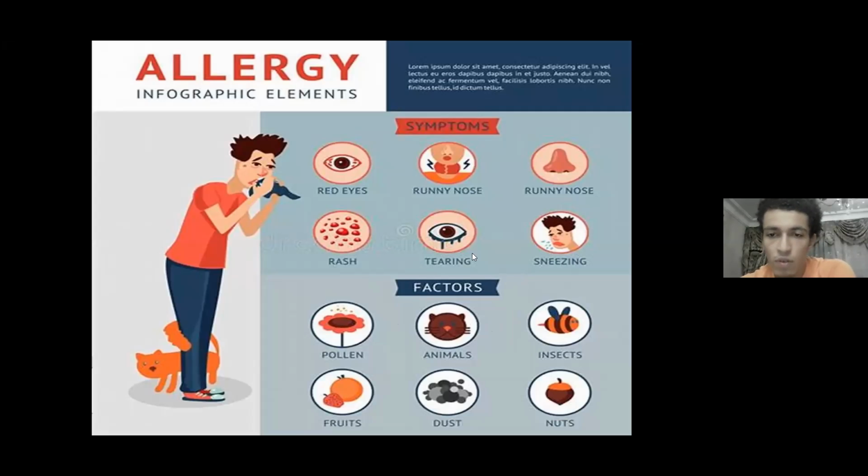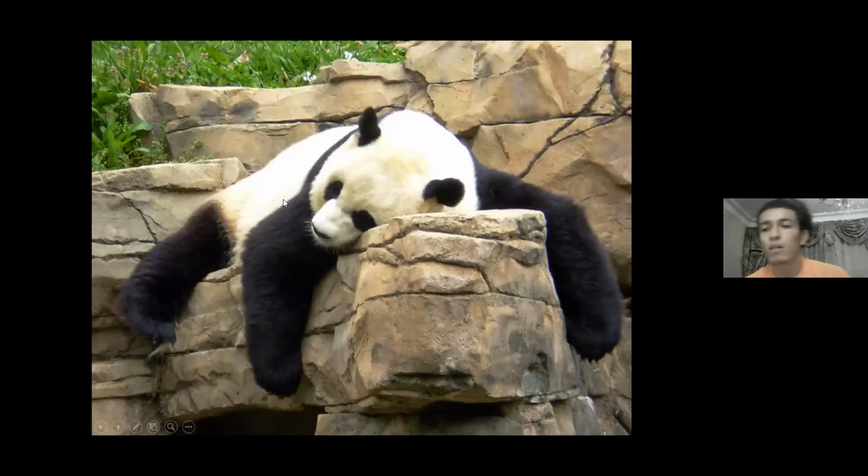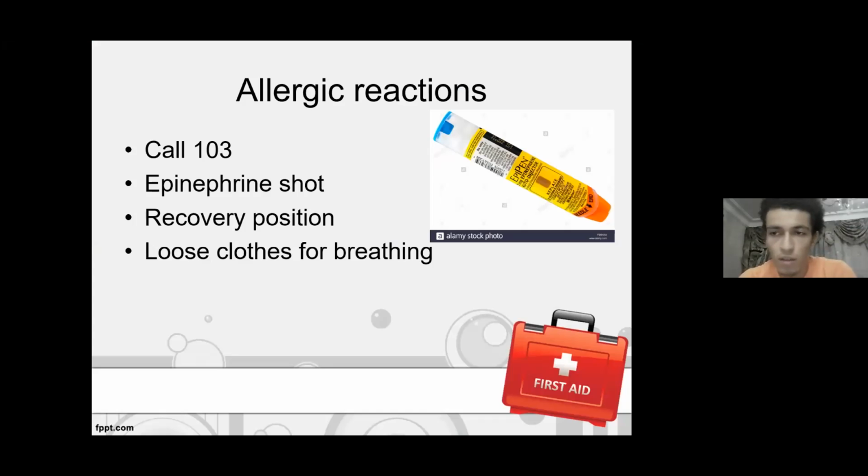So all I can do for the allergic patients, call the ambulance, because it's a very internal medicine situation that he will be treated in the emergency room. If it's available, give him an epinephrine shot to control the components of the allergy, and let the patient lay on his back for like 1 or 2 minutes, then put him in the recovery position as we mentioned above, because he may vomit the food or something that caused the allergic reaction. And if he has tight clothes, then remove them so he can breathe.